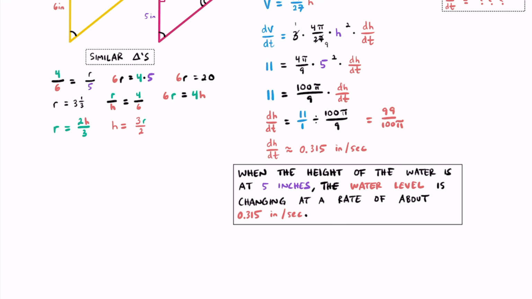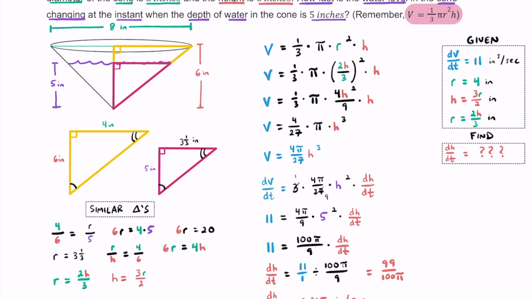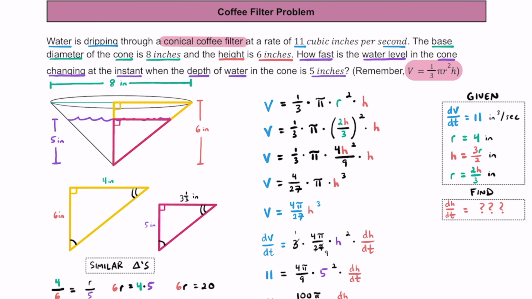So in conclusion, we can say that when the height of the water is at 5 inches specifically, the water level is changing at a rate of about 0.315 inches per second. So again, it's important to note that at different heights, the rate of change for the water level is going to be different. So this is just specific to when the height of the water is at 5 inches. So there you go, a practice problem on dealing with a related rates problem. And this one we were dealing with a coffee filter problem, and there are tons out there.